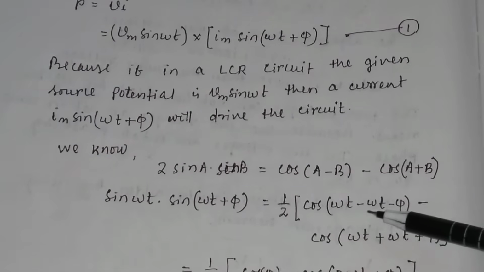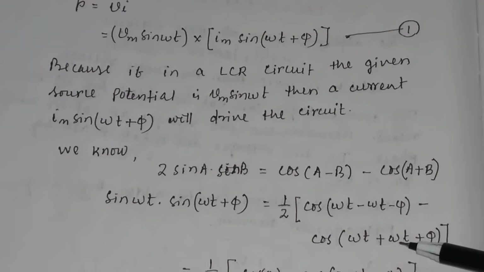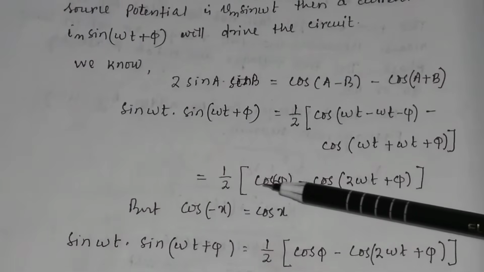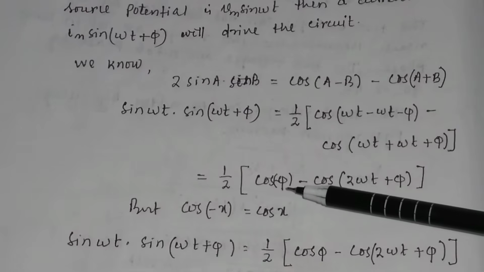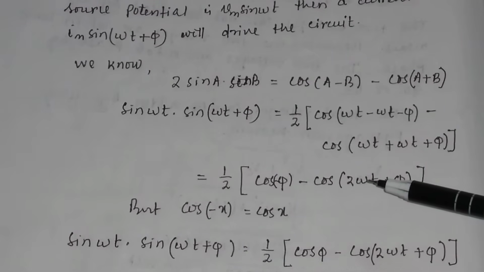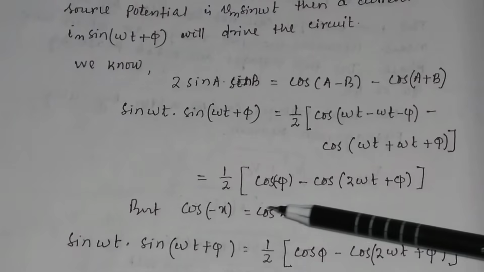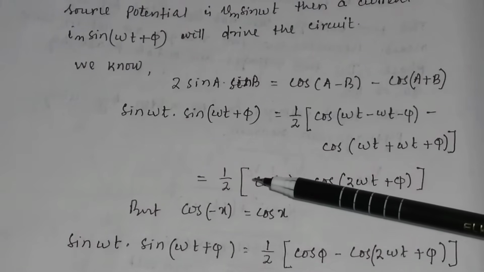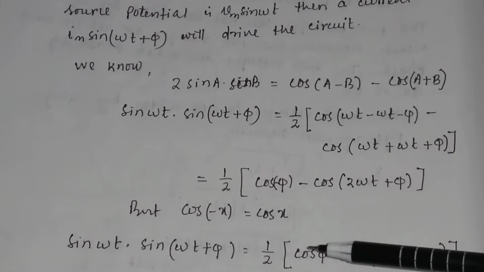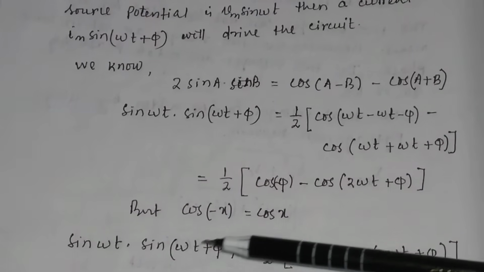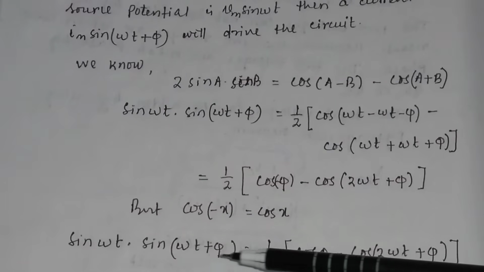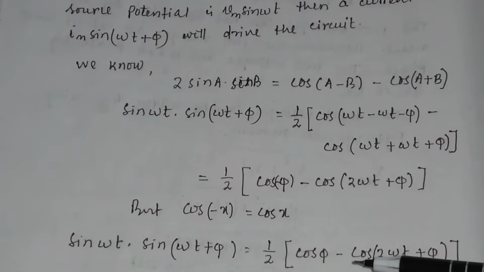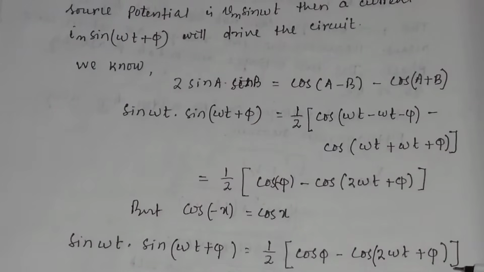So here omega t cancels, and here omega t plus omega t is 2 omega t. So this will be equal to half of cos minus phi minus cos 2 omega t plus phi. But we know cos of minus x is equal to cos x. So here you can write cos of minus phi as cos phi. So sin omega t into sin omega t plus phi will be equal to half of cos phi minus cos 2 omega t plus phi.